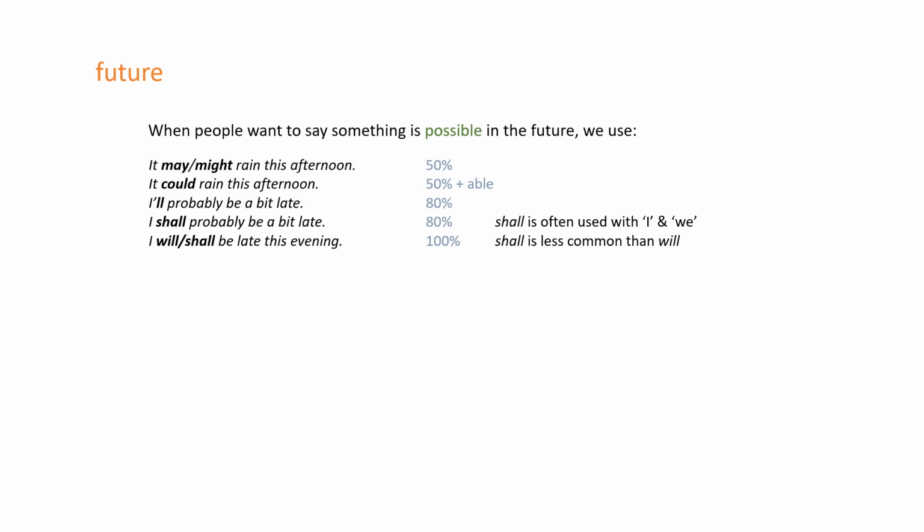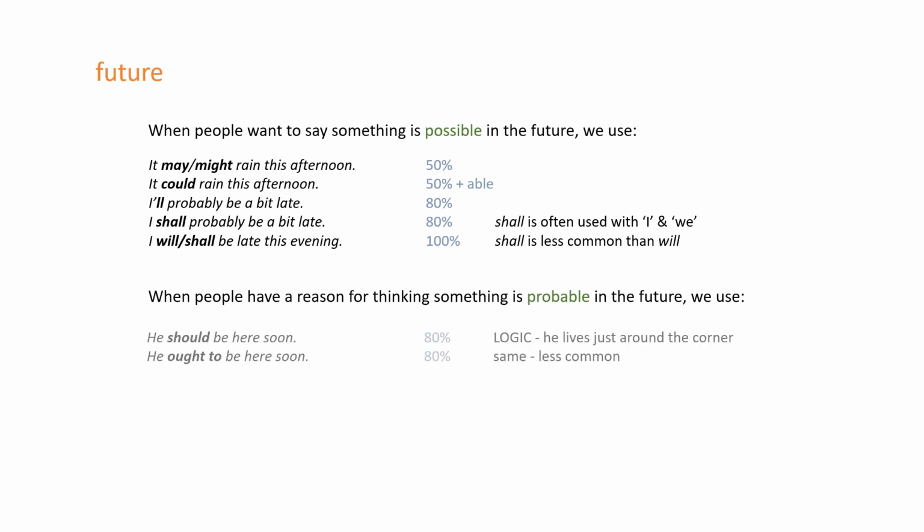And so, we use shall on its own, often with I and we, meaning 80%, with probably. I shall be late this evening, 100%, and we don't hear shall so much, but it is possible. You will hear it sometimes. So, there we go. When people have reason for thinking something is probable in the future, we use should and ought to again. But this time, he should be and ought to be.